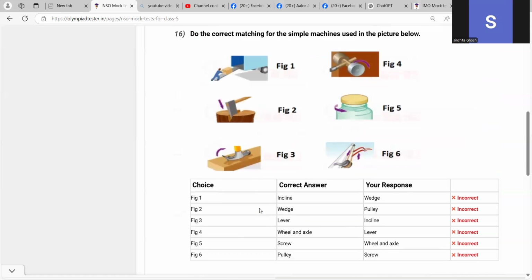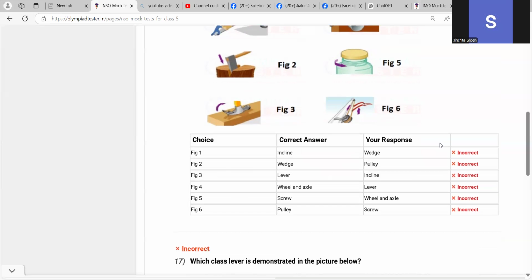Now number 16. Do the correct matching for the simple machines used in the picture below. Now these are the choices given. This is the correct answer and this was your response. So let's see what you have done.